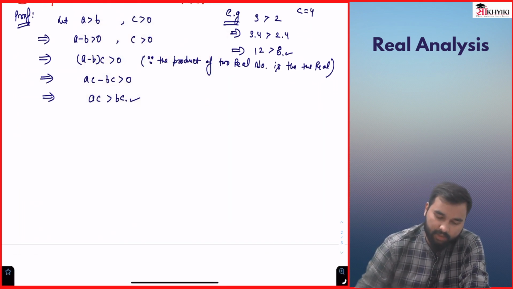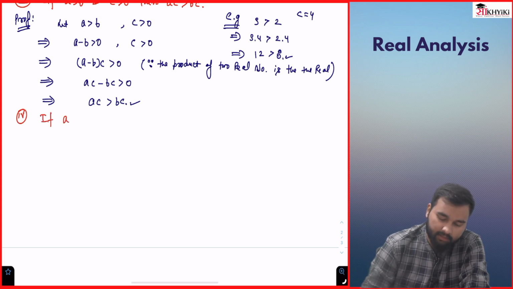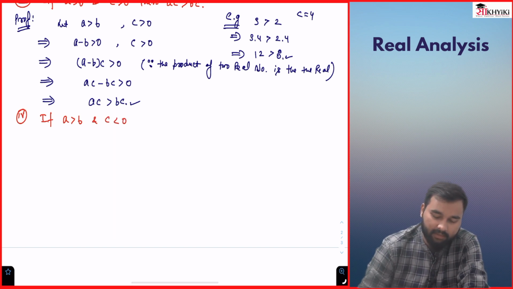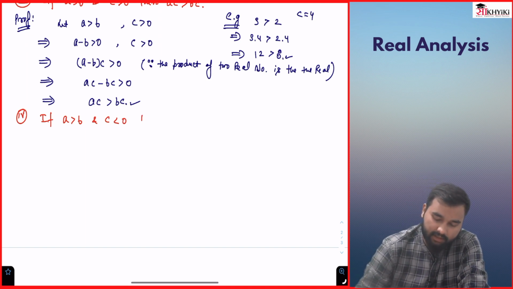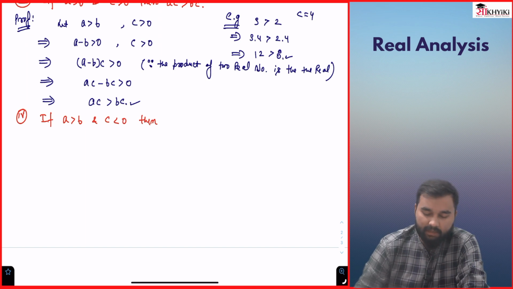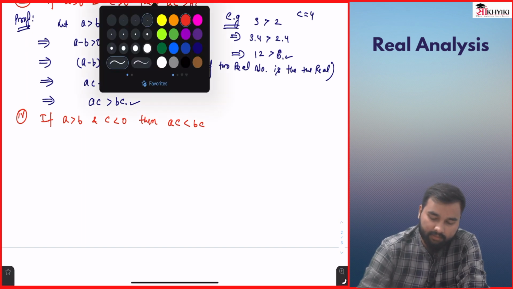Let's move to the other property, which is the fourth. What does this tell us? If A is greater than B and C is a negative real number, then if I multiply C in this inequality, A is greater than B, the inequality reverses. AC must be less than BC.